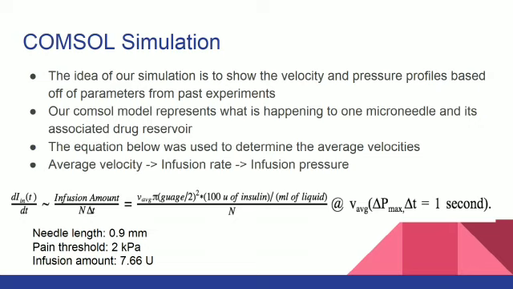In this equation, N stands for number of needles, delta T is your infusion time, and we assumed it to be 1 second. Our needle length we chose to be 0.9 millimeters from literature values, the pain threshold was 2 kilopascals, and our infusion amount was 7.66 units.